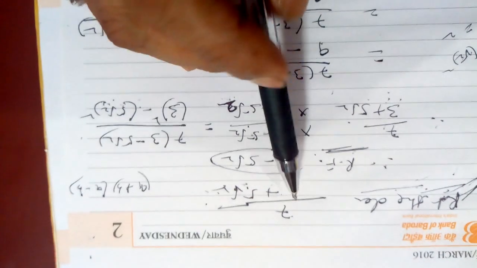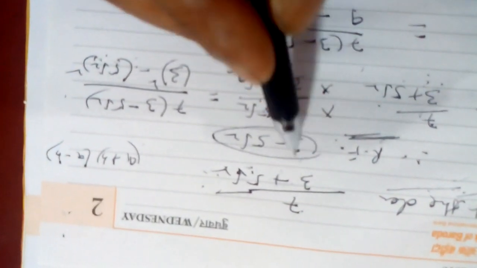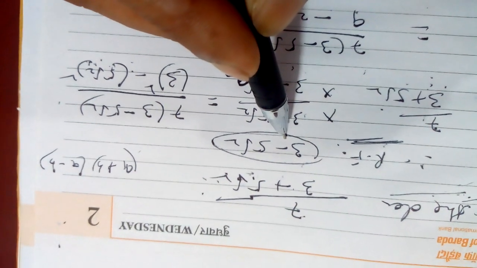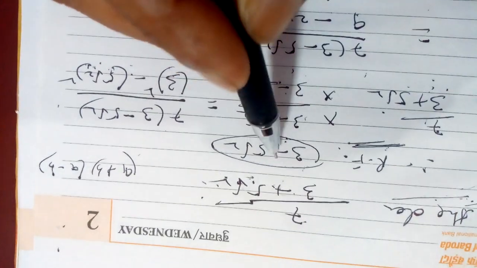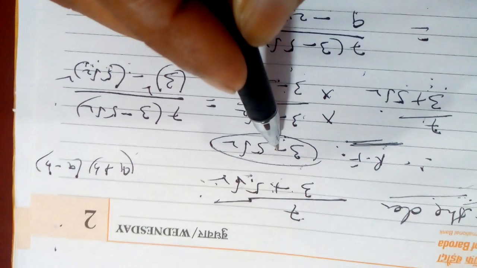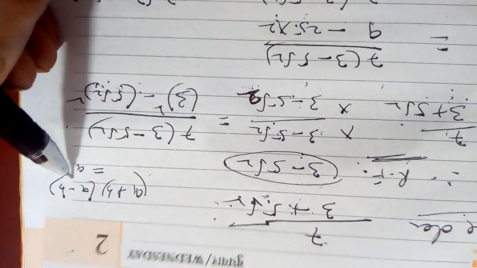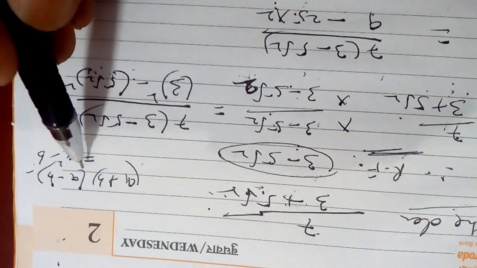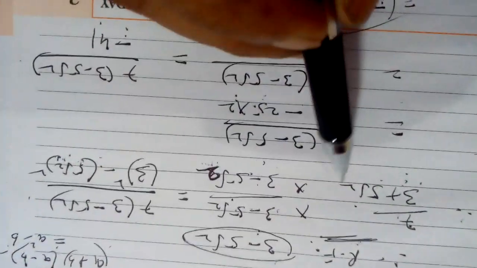Suppose a question is given, the denominator has some factor here, 5√3, 7 upon this. So what is the RF of this? First of all you decide the RF. RF will have the negative sign: if negative then positive sign, if positive then negative. Apply this formula, what will be the result here? a square minus b square. So keep this in your mind.